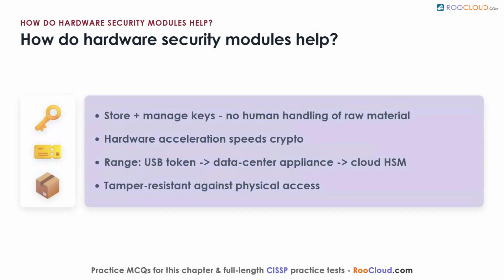How do hardware security modules help? A hardware security module is a dedicated device that stores and manages keys securely, so people never handle the raw key material directly. Many also speed up cryptographic work through hardware acceleration. They span a wide range, from a small personal token that holds keys on a USB device to enterprise appliances living in a data center. They include tamper resistance, so even someone with physical access cannot extract the secrets inside. Cloud providers offer hosted versions too, giving you secure key management for cloud infrastructure. Think of it as a vault that does the cryptography for you and never opens its door.